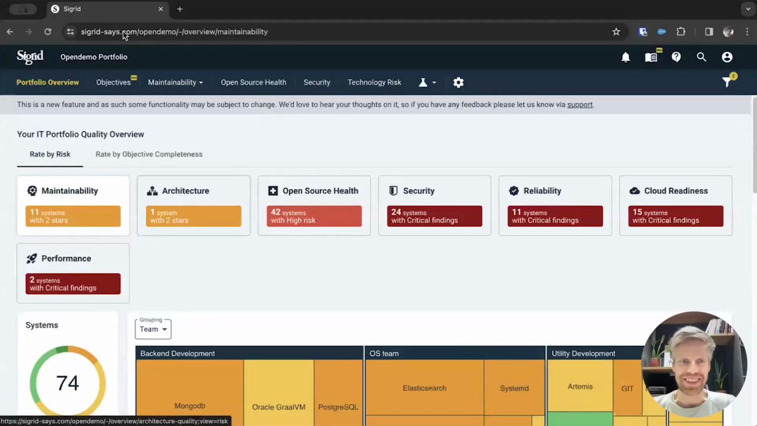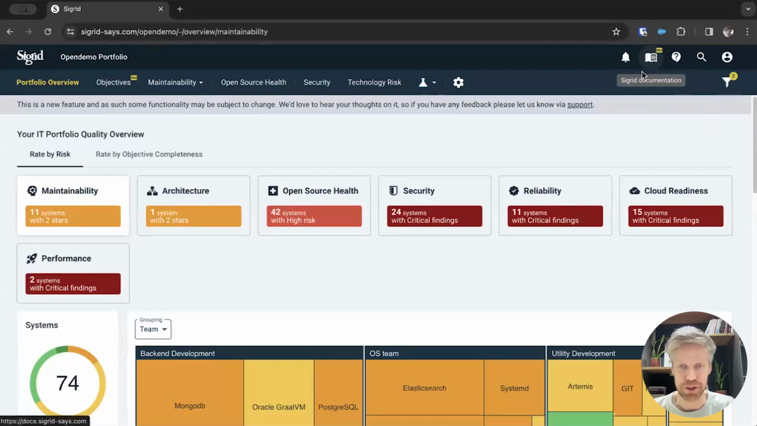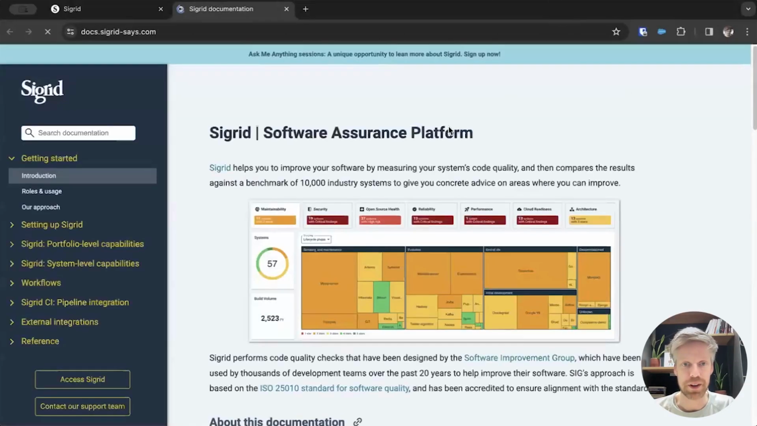So there we go. Here we have the portfolio, the open demo portfolio that Ken was just showing. Not going into the portfolio itself, but I want to show you the documentation. If we go there, we'll see the documentation. We'll also see the sign up link for the next Ask Me Anything session, by the way. But I'm not going to focus on that. First, I'll talk about portfolio objectives, and I'll show you a bit about the architecture quality as well.